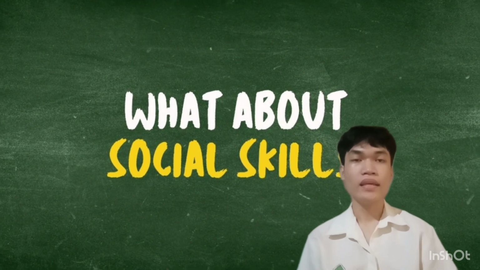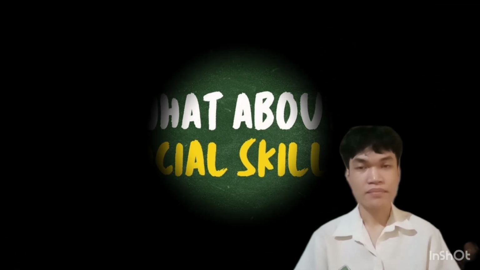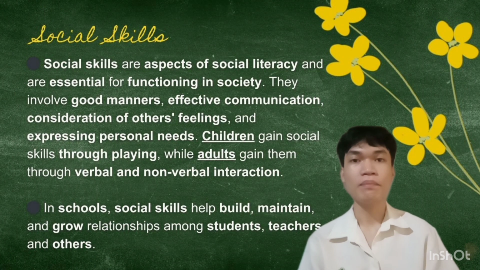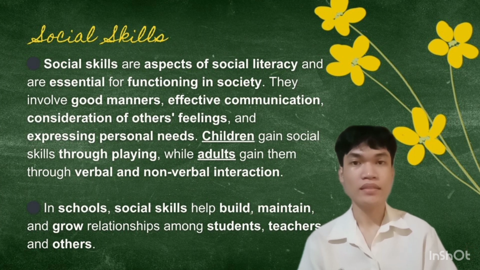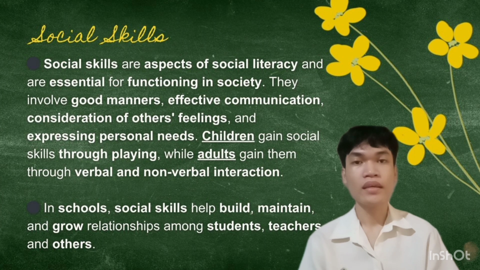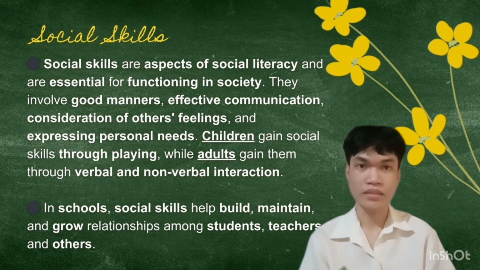Now that we are finally able to learn everything about social literacy, what about social skills? Social skills are aspects of social literacy and are essential for functioning in society. They involve good manners, effective communication, consideration of others' feelings, and expressing personal needs. Children gain social skills through playing, while adults gain them through verbal and nonverbal interaction. In schools, social skills help build, maintain, and grow relationships among students and others.